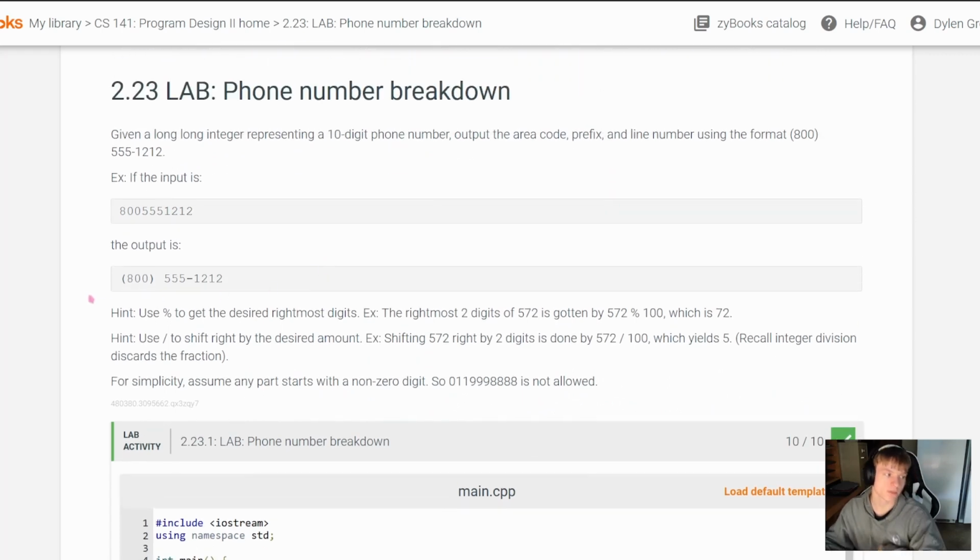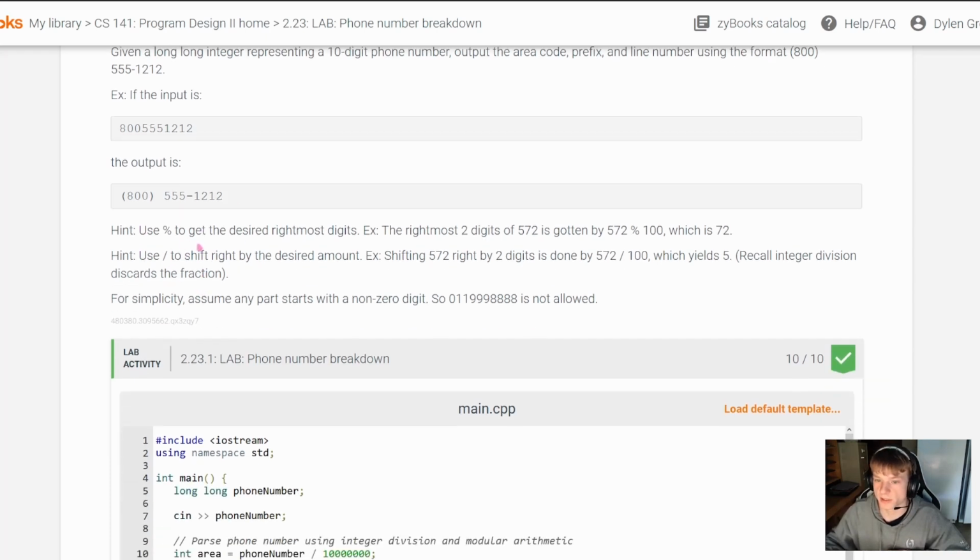So the main idea of this lab is we just kind of want to understand number formatting, and we want to understand how to use the modulus operator and integer division to achieve this end. Okay, so let's go through this a little bit. So we get these hints. These are going to be very important for us, right?